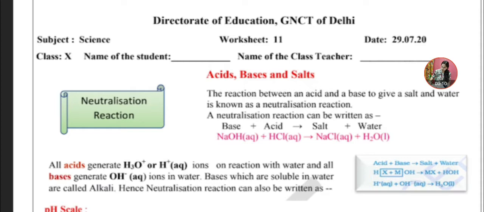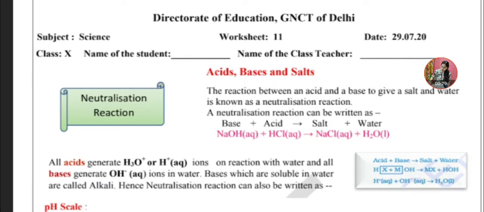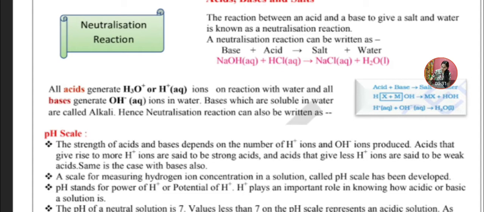Acids, bases and salts. And today our topic is neutralization reaction. What is neutralization reaction? It is a reaction between acid and base. When any acid reacts with the base, it gives salt and water, and this type of reaction is called neutralization reaction. Students, all acids give hydrogen ions on reaction with water, and all bases give hydroxide ions when reacting with water. Some bases that are soluble in water are called alkali.